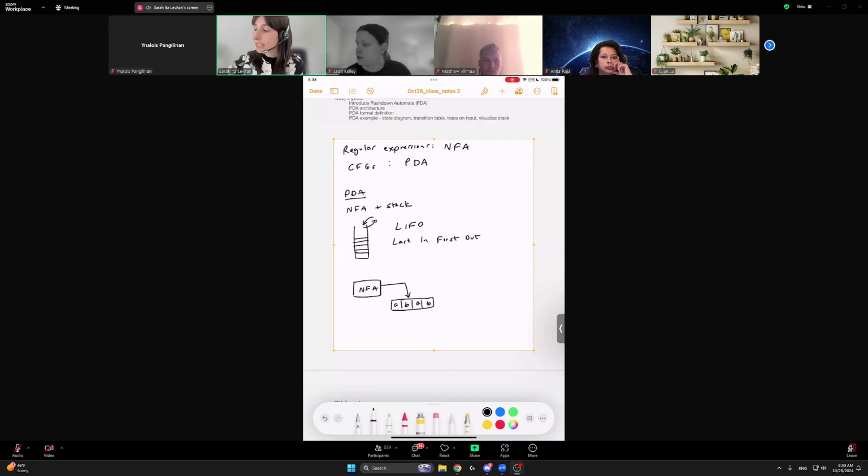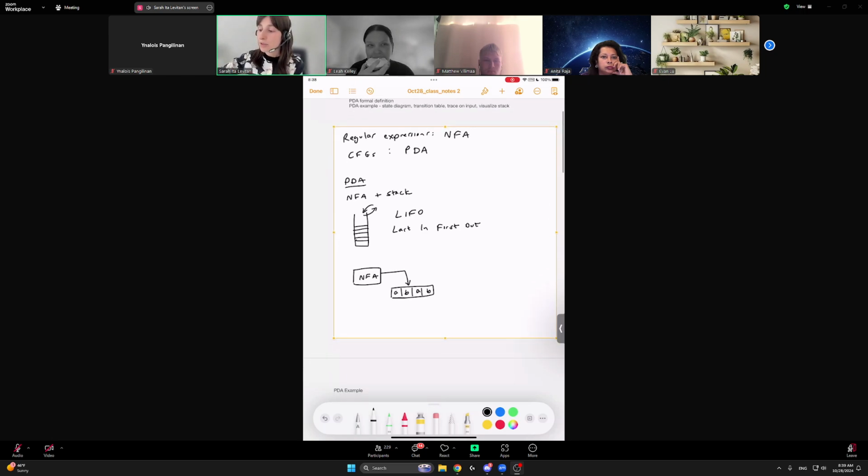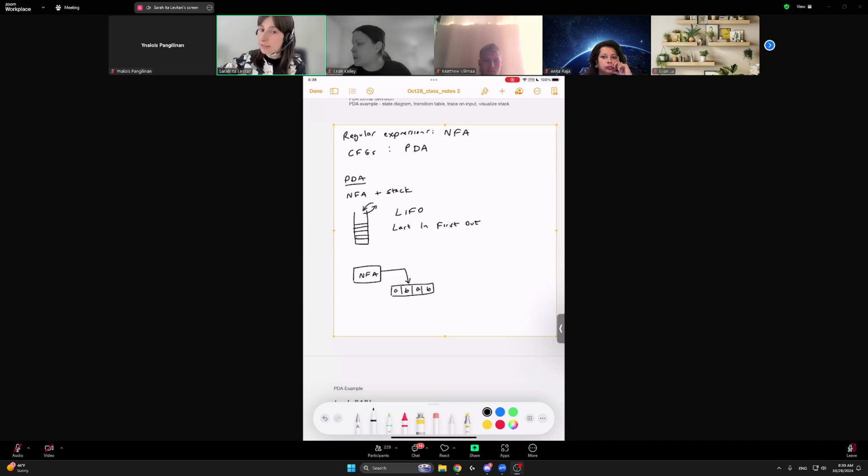And so our PDA needs to be able to do that. And so we'll have our PDA here, which is also going to be processing some string, some input. But in addition to reading this string, it's also going to be keeping track of this stack.